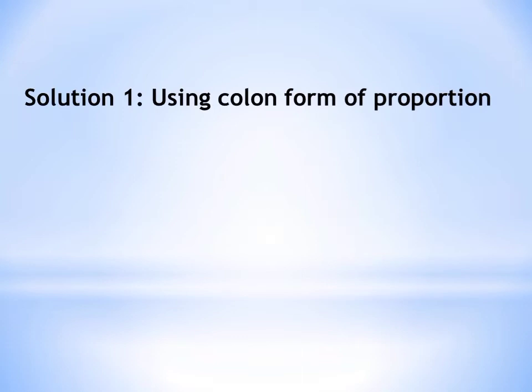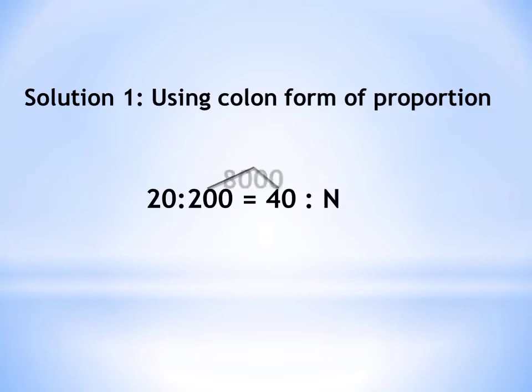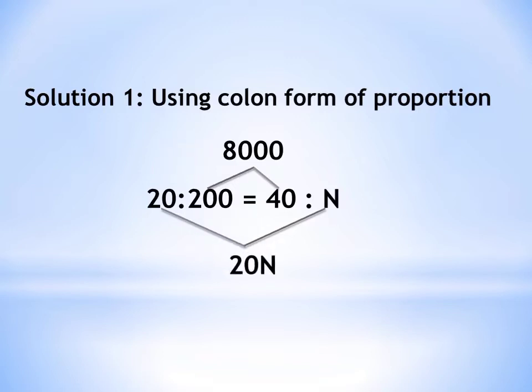So we try to solve the problem by using the column form of proportion. We call it solution 1. 20 is to 200 is equal to 40 is to n. So let us try to get the product of the means. 200 times 40, this is 8,000. And the product of the extremes, 20 times n, the answer is 20n. Equate the two products. 20n is equal to 8,000.